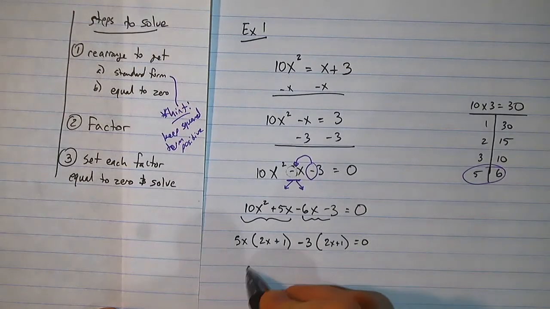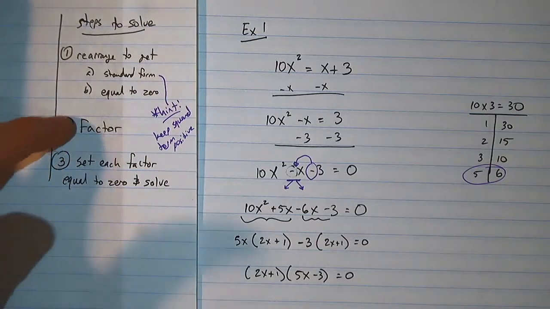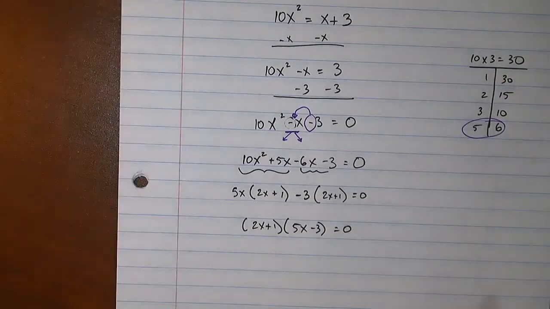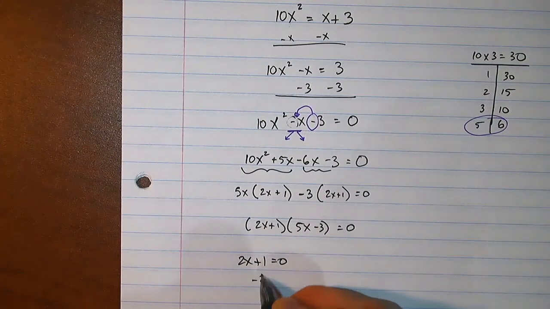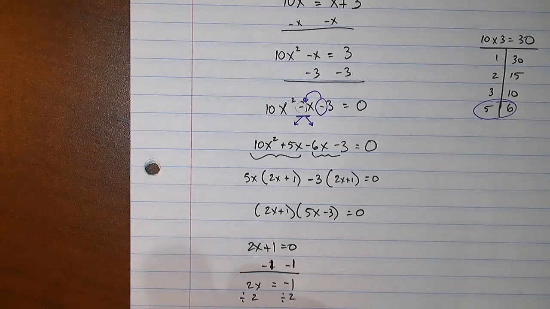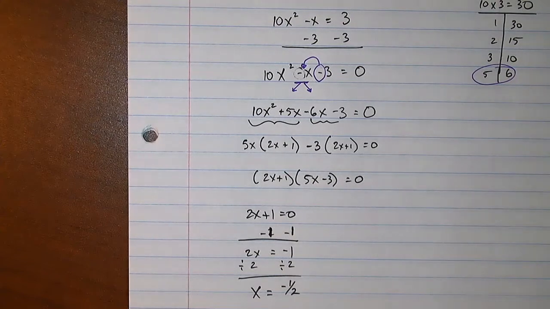Okay, so that means one of my factors is a 2x plus 1, and the other factor is a 5x minus 3. So now I'm done with my second step. I've factored my polynomial. So the way that I finish is I'm going to take each one of those factors, set them equal to 0, and solve those little equations. So a 2x plus 1 equals 0. Subtract 1 from both sides. That gives me a 2x equals negative 1. And then divide both sides by 2. And that gives me an x equals negative 1/2. So there's my first answer.